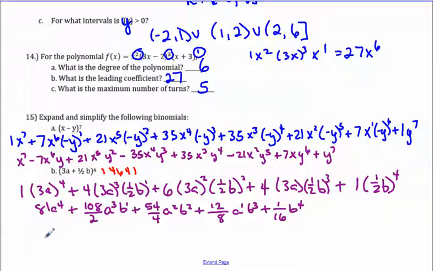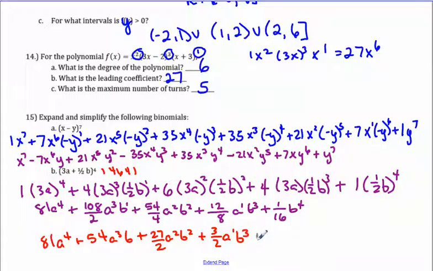So we're going to do one more step now. And we're going to simplify. So I have 81a to the 4. This divides, I get 54a to the 3rd b. This simplifies to 27 over 2 a squared b squared. This simplifies to 3 over 2 a times b to the 3rd. And then the last one was already simplified, 1/16 b to the 4th. Okay, and that's your final answer.